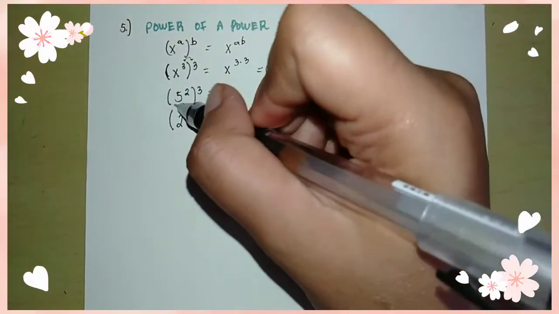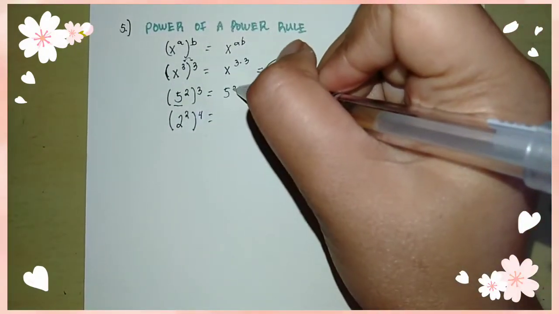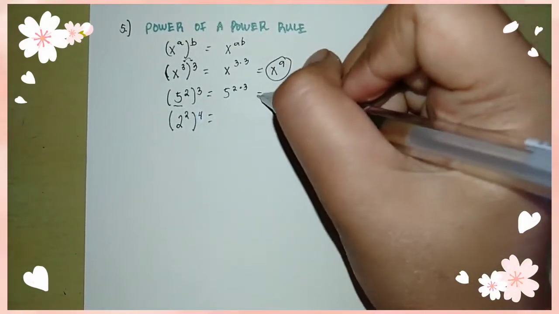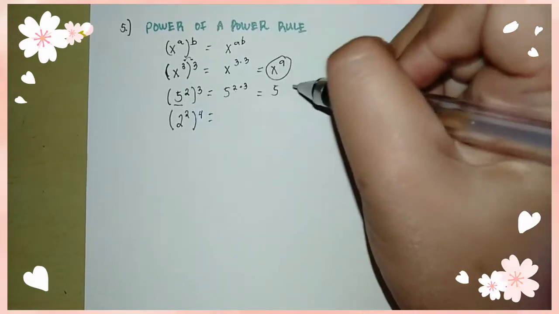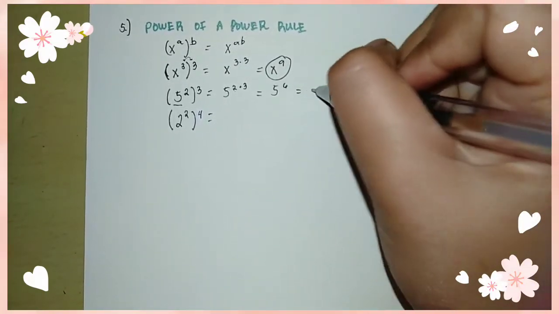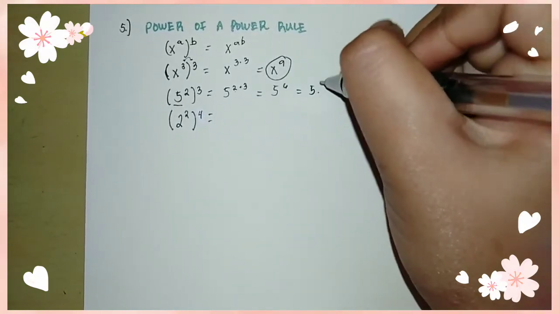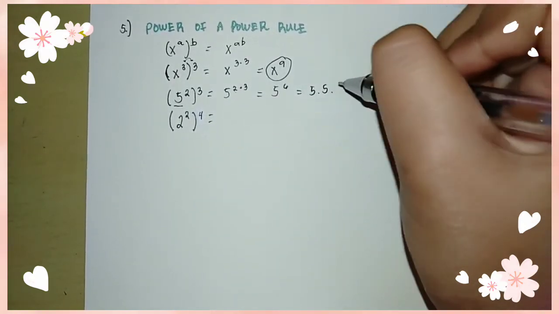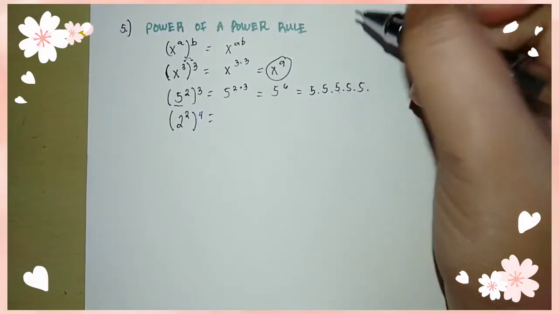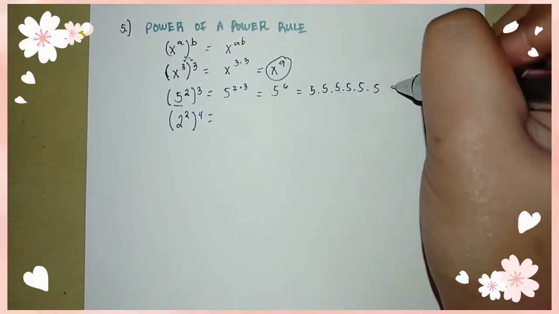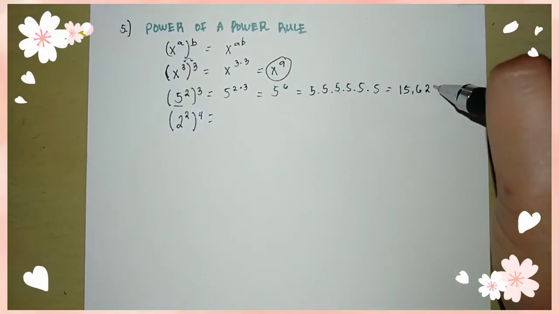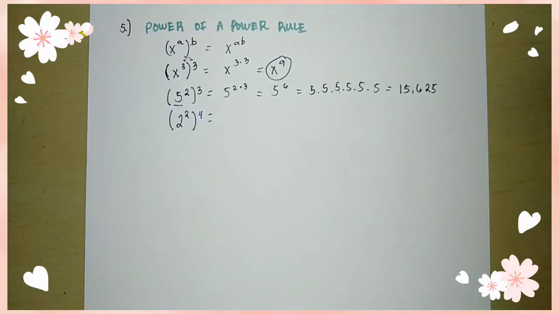And then, the next one, of course, copy 5. Ito yung ating base. Copy lang. And then, multiply the exponent of 2 to 3. Okay? Both exponent. So, we have 5 raised to 2 times 3 is 6. And then, if we're going to solve that, we have to multiply 5 6 times. Okay? We have 5 times 5 times 5 times 5 times 5 times 5 is equal to 15,625. So, ganun lamang kasimple.